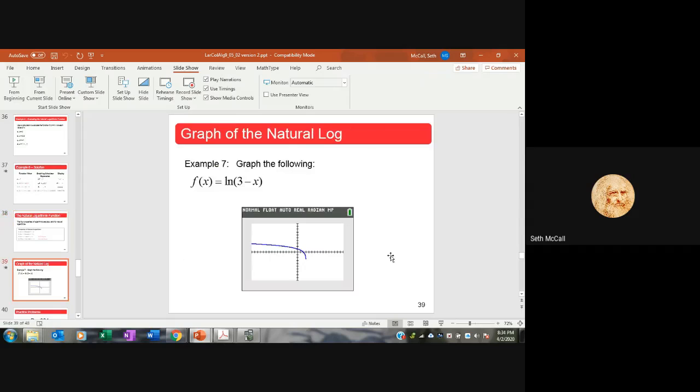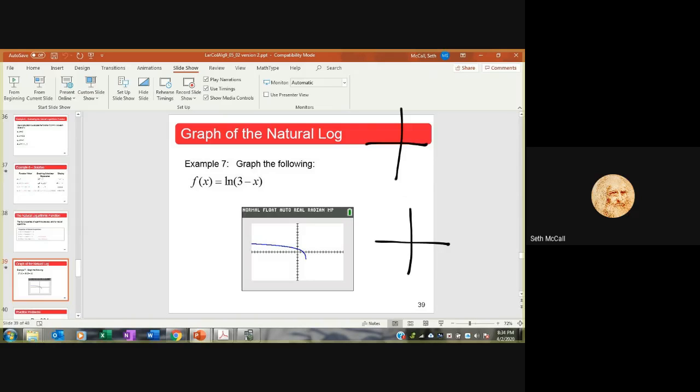Now, this is example 7. I'm not sure why it says 7, but it says graph the following, and it's natural log of 3 minus x. I want to go through this and explain. I would not expect you to do this by hand, other than you should be able to tell me what transformations happen there, which I'm going to draw you a little picture of. I'm going to actually draw you 2 pictures. Let me back this up once. I'm going to draw a picture right here, and I'm going to draw one right here.